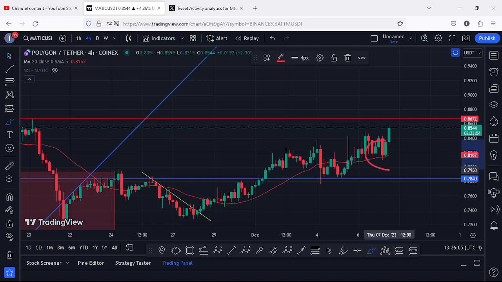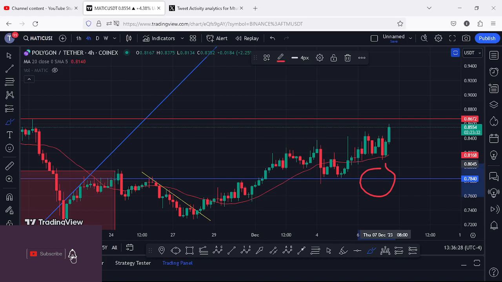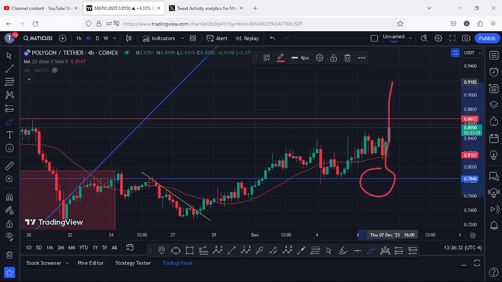At the time of this recording, Matic continues to hold above the 20-day MA here on the 4-hour chart, which is still acting as support for us to continue gearing up. We are also holding above support at the $0.784 mark, and as long as that key area of support continues to hold, I'm expecting higher prices where Matic can now break above resistance at the $0.8672 mark, and a break above that area of resistance with a retest.